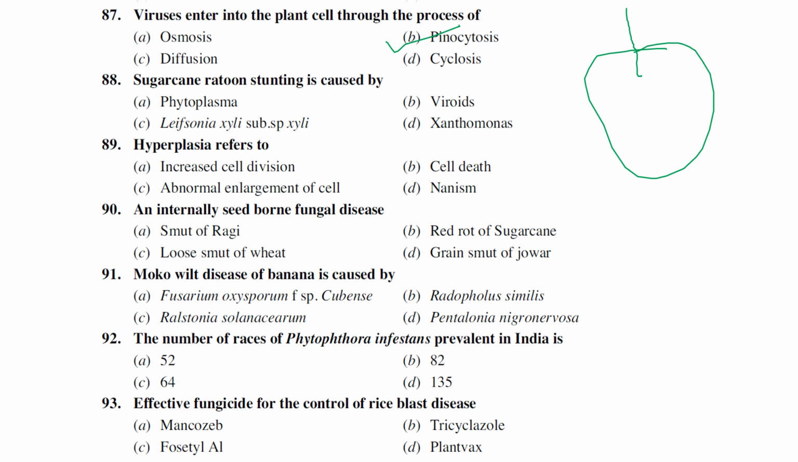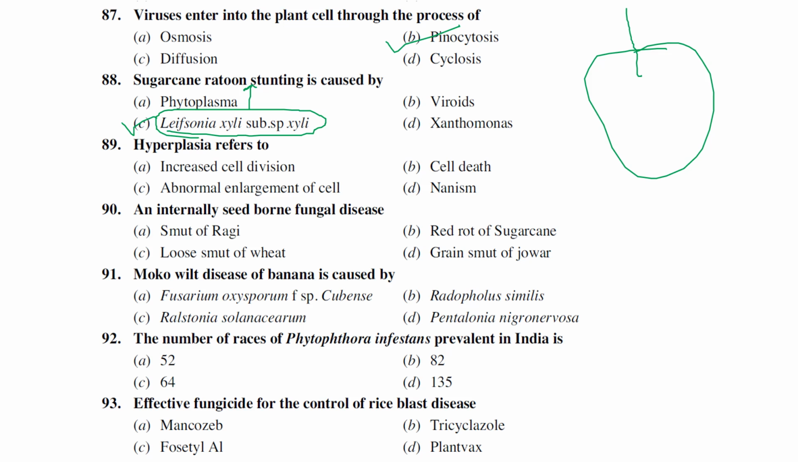Sugarcane ratoon stunting is caused by Candidatus Phytoplasma, Viroid, Xanthomonas or Leifsonia xyli subspecies xyli. Actually, it is caused by Leifsonia xyli subspecies xyli. It is a xylem-limited, fastidious vascular bacterium. Leifsonia xyli subspecies xyli, previously called Clavibacter xyli subspecies xyli, causes sugarcane ratoon stunting disease.